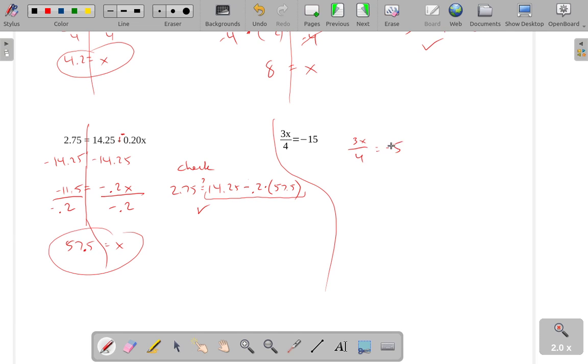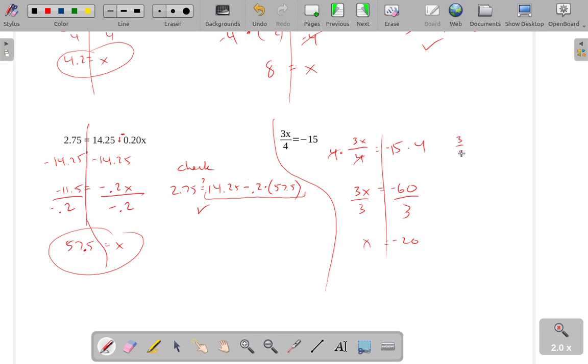Equals negative 15. So starting, the first way I'm going to do it is multiplying both sides by 4. We get some cancellation here, giving us 3x equals negative 60. Then divide both sides by 3, to get rid of the multiplying by 3, giving me x equals negative 20. So that's one way to do it.